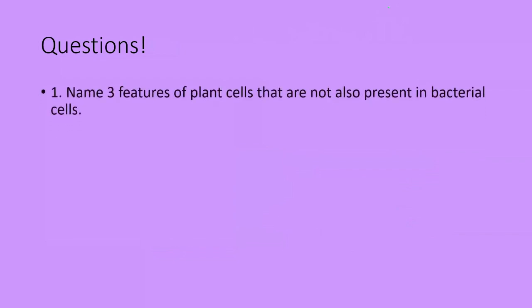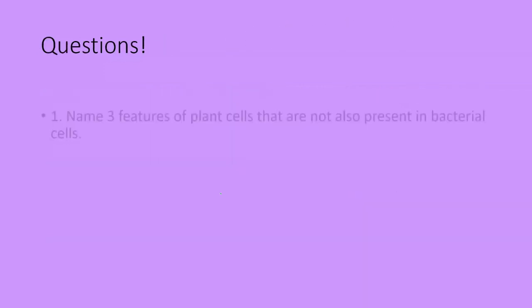Right, let's have a look at some questions that can come up for this topic. And this usually comes up towards the beginning of a biology paper. Just make sure you know this topic. Okay, so name 3 features of plant cells that are not present in bacterial cells. So 3 features of plant cells that bacterial cells don't have. So they don't have chloroplasts, they don't have vacuole, and they don't have nucleus.